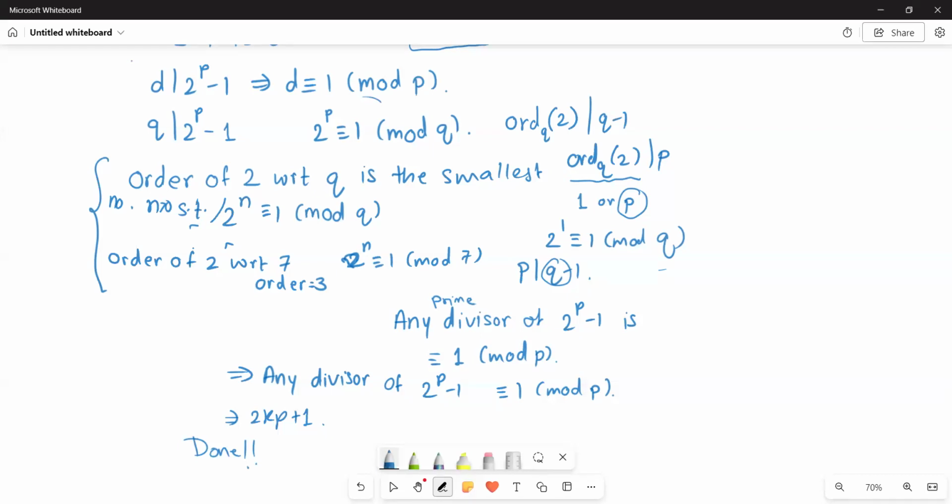From this, we were able to conclude that the order has to be p, and then the order should divide q minus 1, and so p will divide q minus 1. Okay, cool. So another problem.